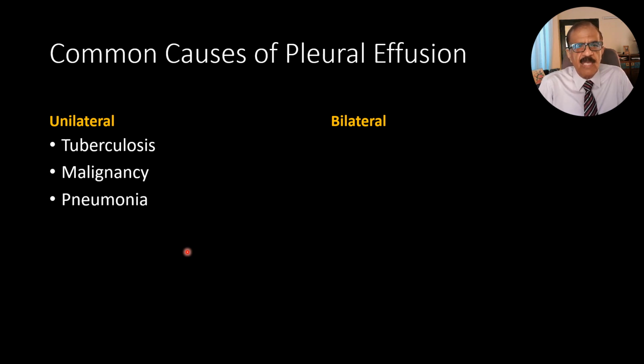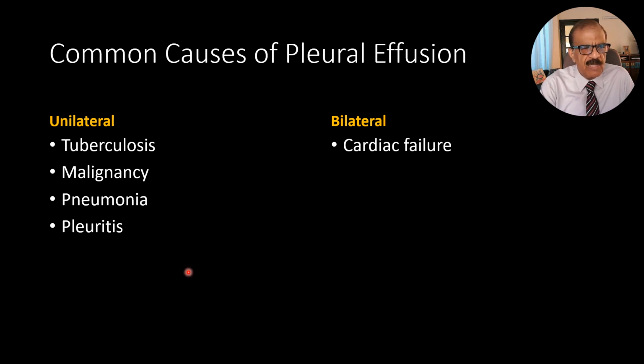Pneumonia followed by parapneumonic effusion. And pleuritis is a viral infection. It used to be called pleurisy, but we know it is inflammation of pleura, and there may be small unilateral effusion. And on the bilateral side, cardiac failure, in my understanding, is the commonest cause, or at least the most important cause, and you don't want to miss it because it indicates a potentially serious condition.